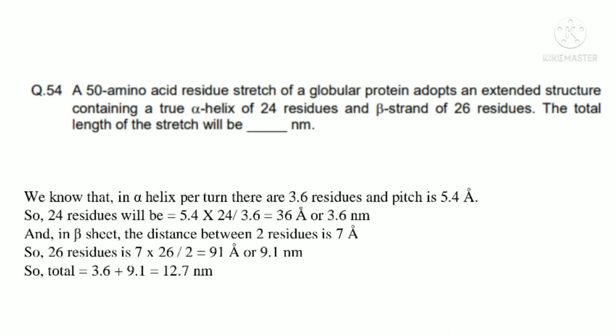We know that in alpha helix per turn there are 3.6 residues and pitch is 5.4 angstrom. So 24 residues will be 3.6 nanometer. And in beta sheet, the distance between two residues is 7 angstrom. So 26 residues is 91 angstrom or 9.1 nanometer. So the total length will be 3.6 plus 9.1 or 12.7 nanometer.